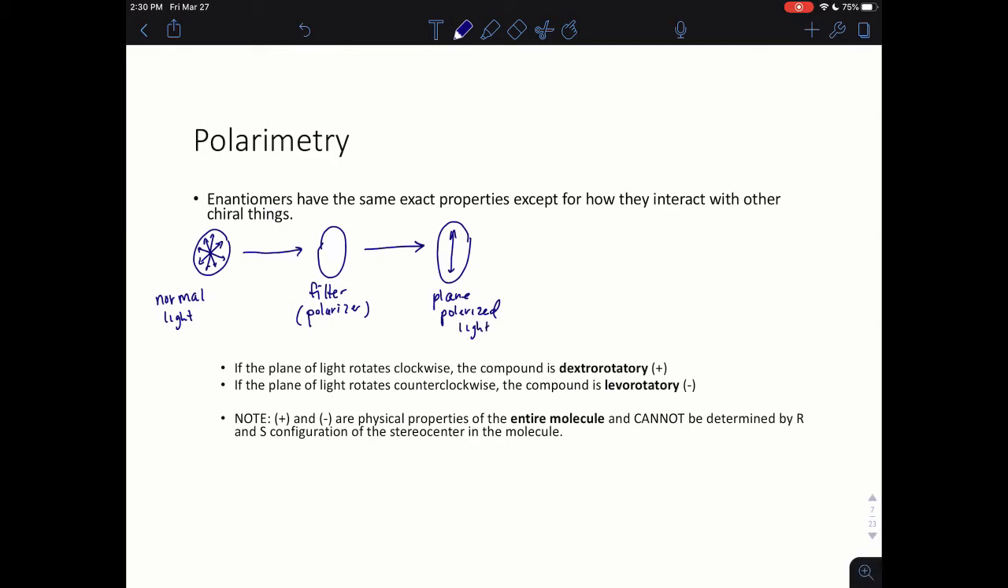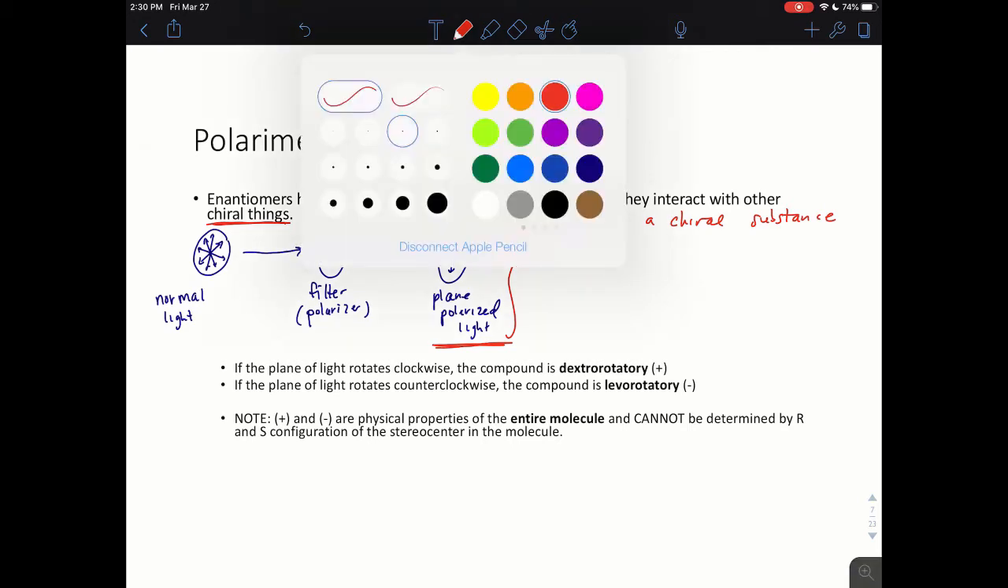Now I know this is weird. In the previous example, the chiral thing we were interacting with our enantiomers was tartaric acid, but in this example, it's plane polarized light. Plane polarized light will act like a chiral substance. So it acts like a single hand that you're going to subject your enantiomers to. Now it turns out that solutions of enantiomers can rotate this plane polarized light. So let me show you.